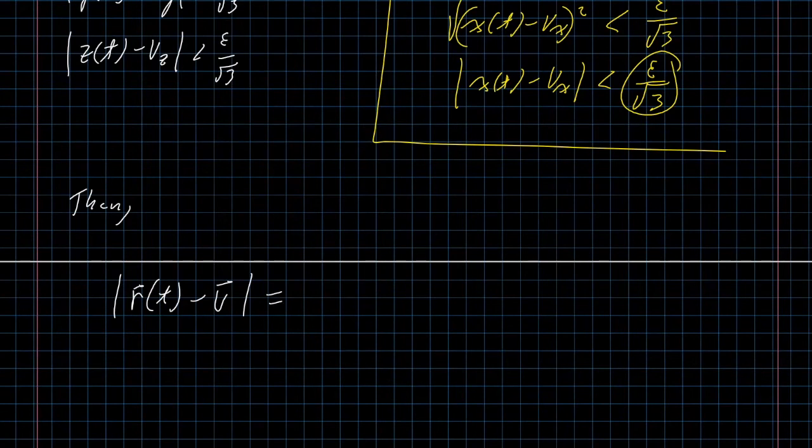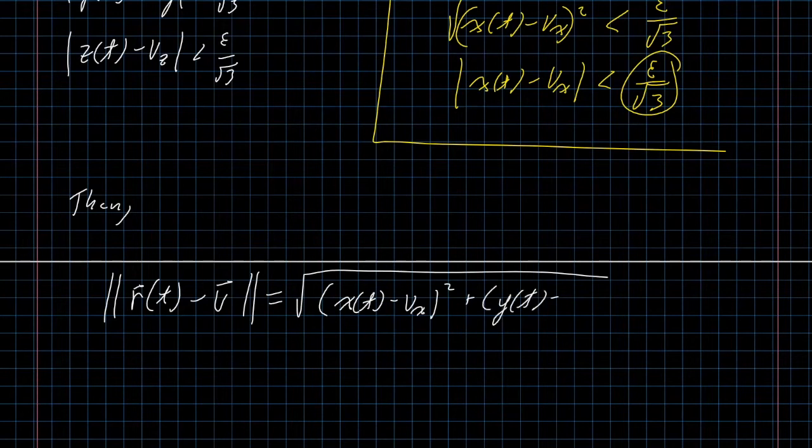Right, the absolute value, or I guess the norm of r of t minus v is the same thing as the square root of x of t minus vx squared plus y of t minus vy squared plus z of t minus vz squared. All right, we showed that in a couple of steps in the scratch work, but we can just reuse that here.